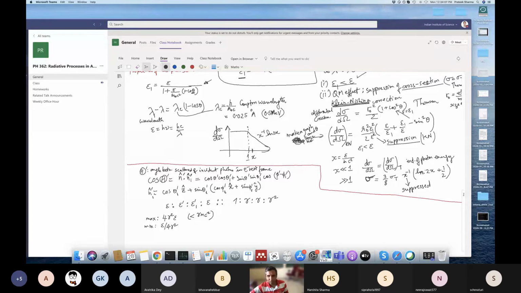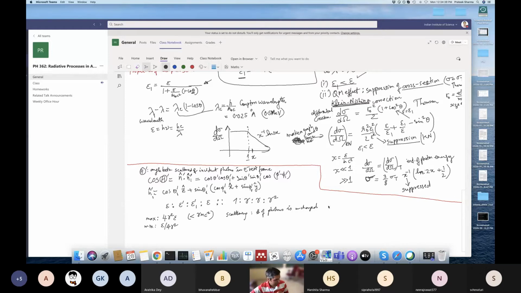So some photons gain energy, some photons lose energy, and since it is scattering, the number of photons is the same, right? So the number of photons is unchanged in scattering. There is no absorption and emission of photons. It only changes directions.